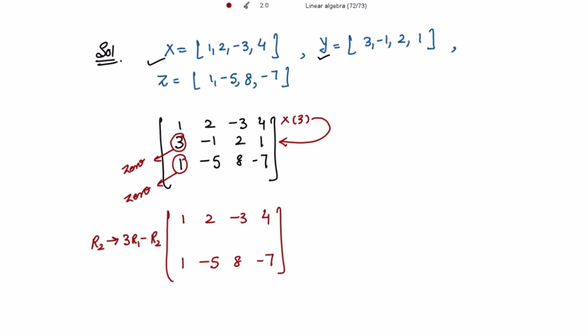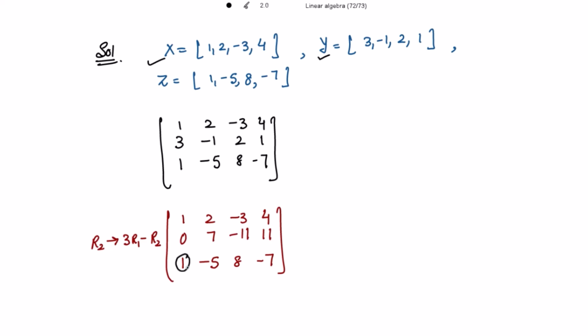And now applying the operation, multiplying row 1 by 3: 3 into 1, that is 3, minus 3, that becomes 0. 3 into 2, that is 6, minus 1, that is plus 1, so 6 plus 1 is 7. 3 into minus 3 is minus 9, and minus 9 minus 2 becomes minus 11. And 3 into 4, that is 12, minus 1, that is 11.